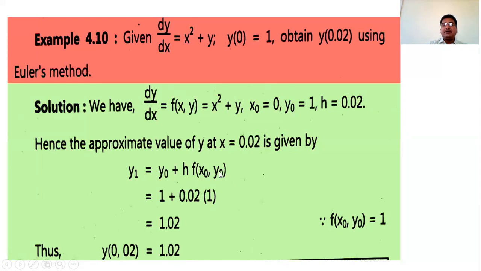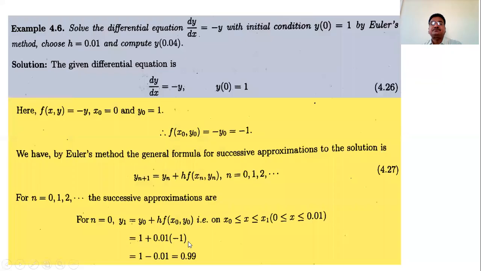f of x0 y0 is what? x0 square plus y0. x0 square, 0 square is 0, plus y0 means plus 1 is 1. So substitute here f of x0 y0 as 1, we get answer 1.02.